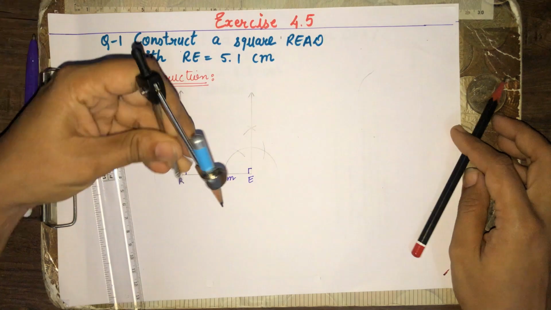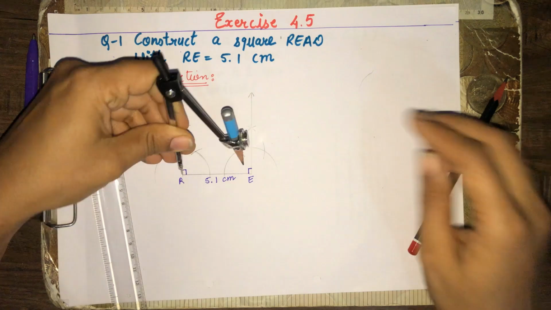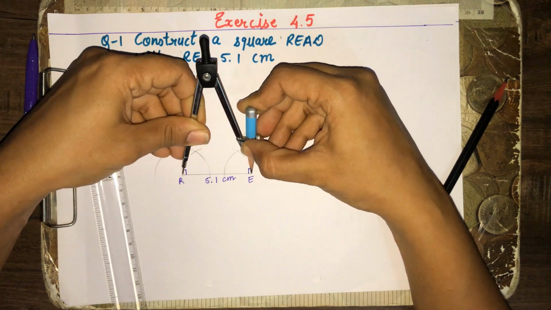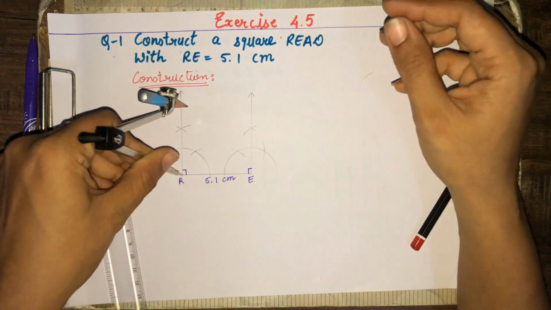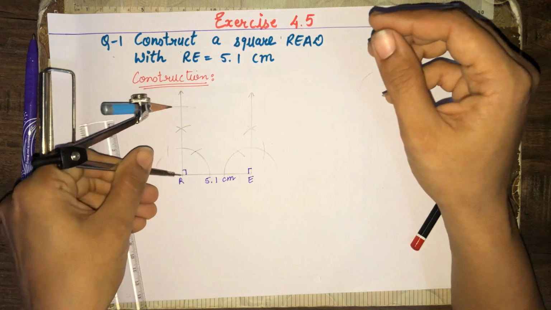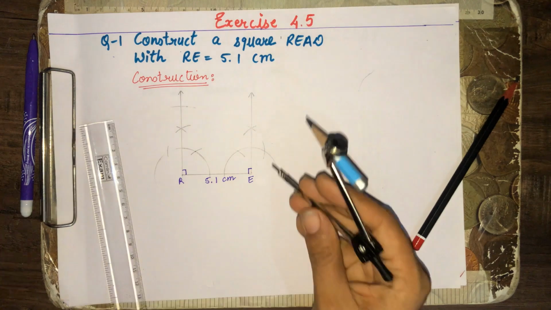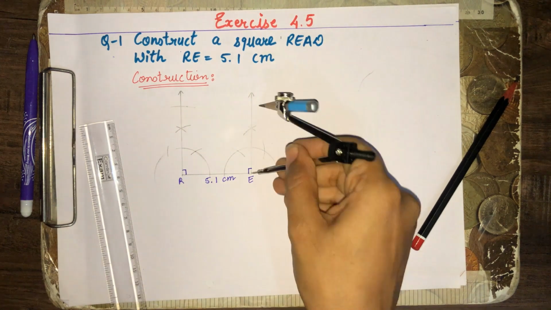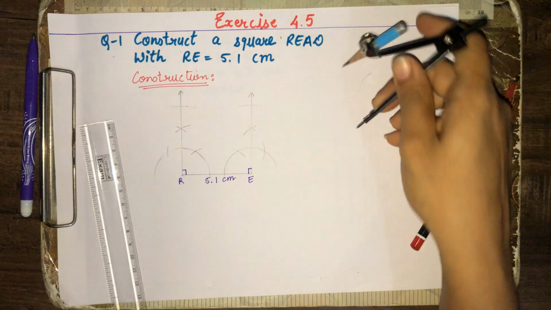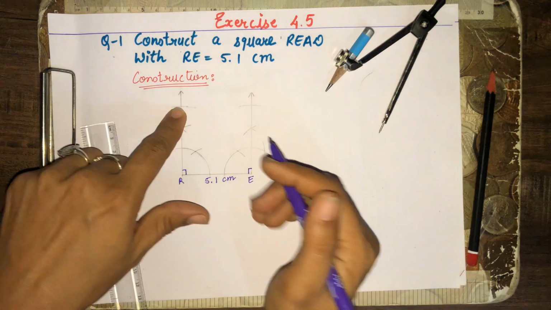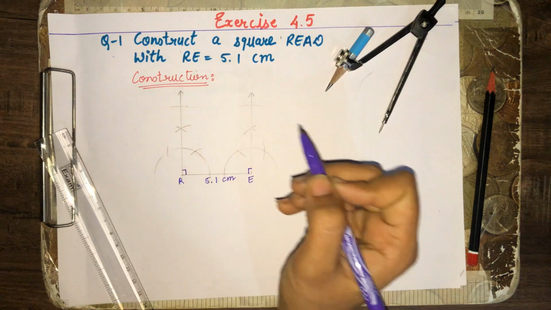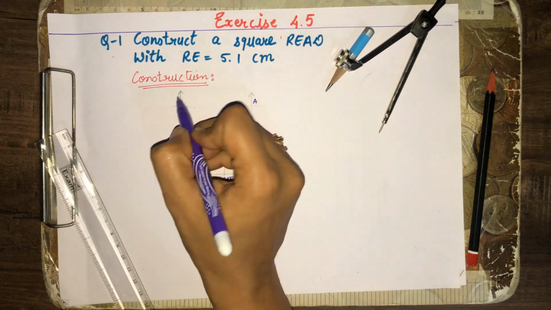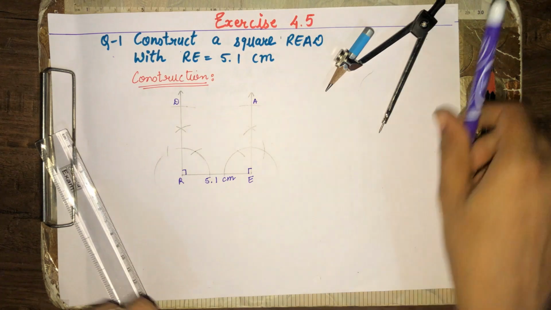So again, the next step will be: I'll take the radius of 5.1 centimeter, and from R I'll put one arc over here, and one from E, taking E as center. The points of intersection I will name A over here and D over here.